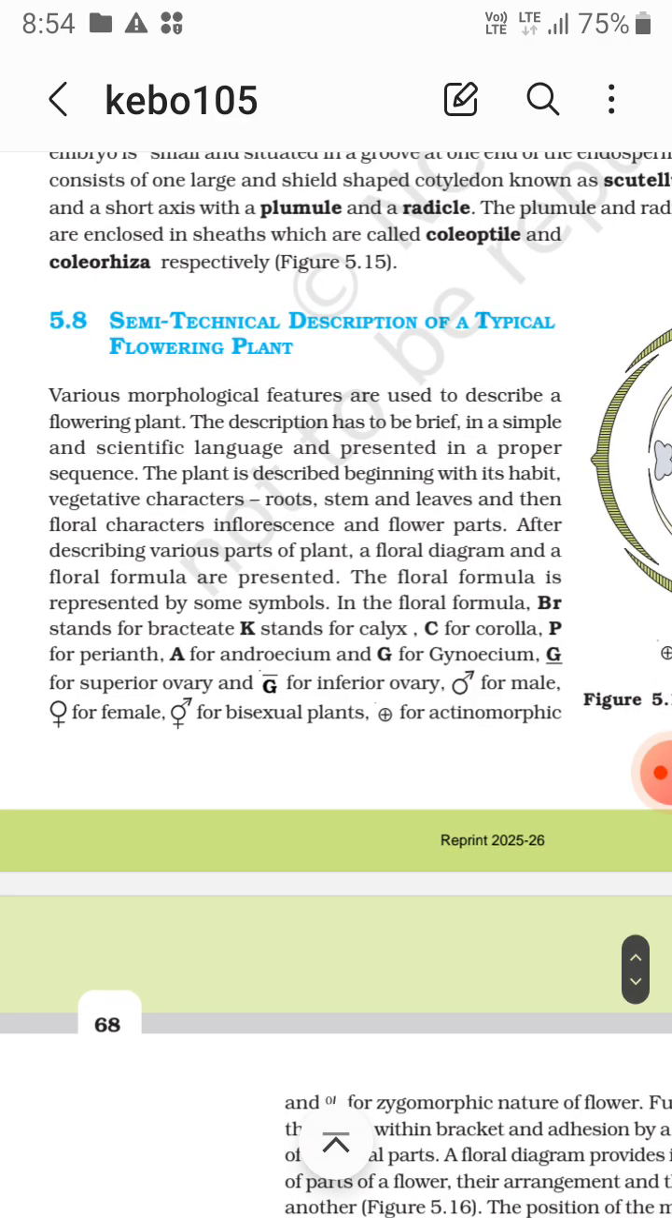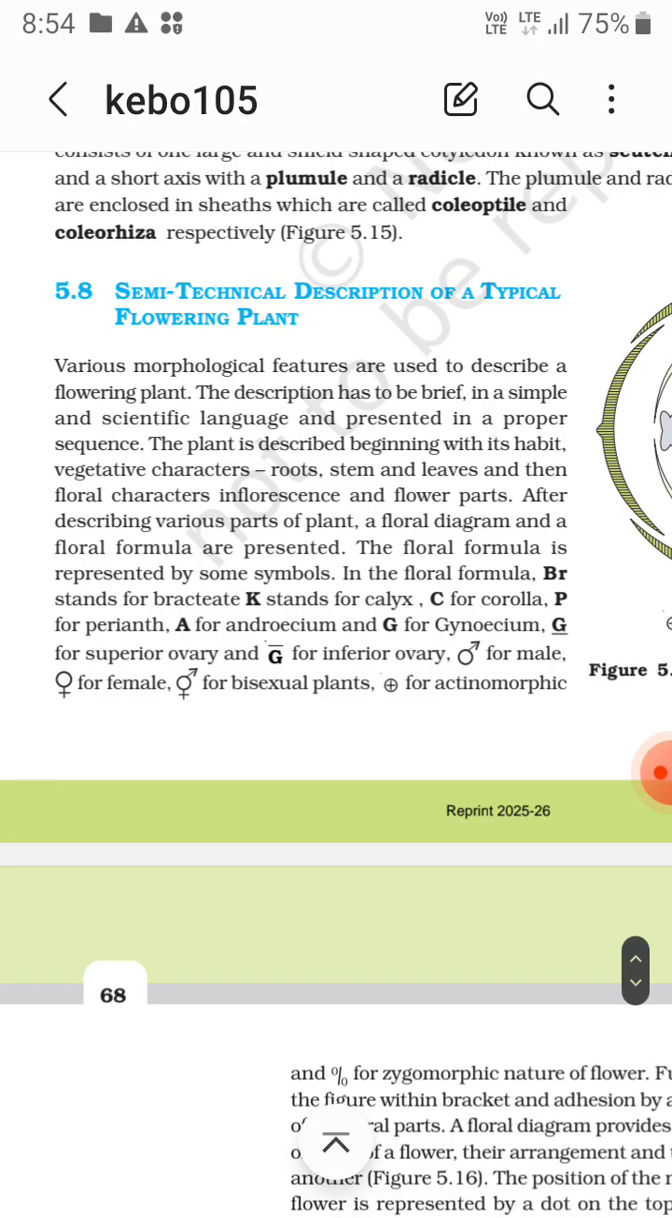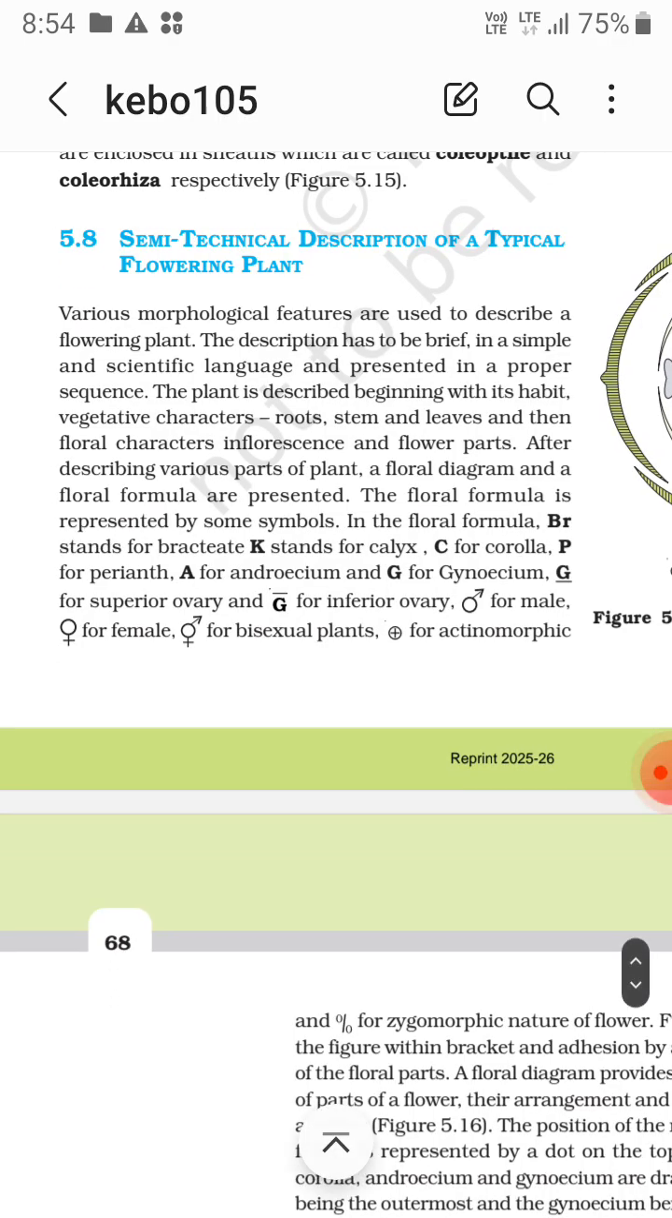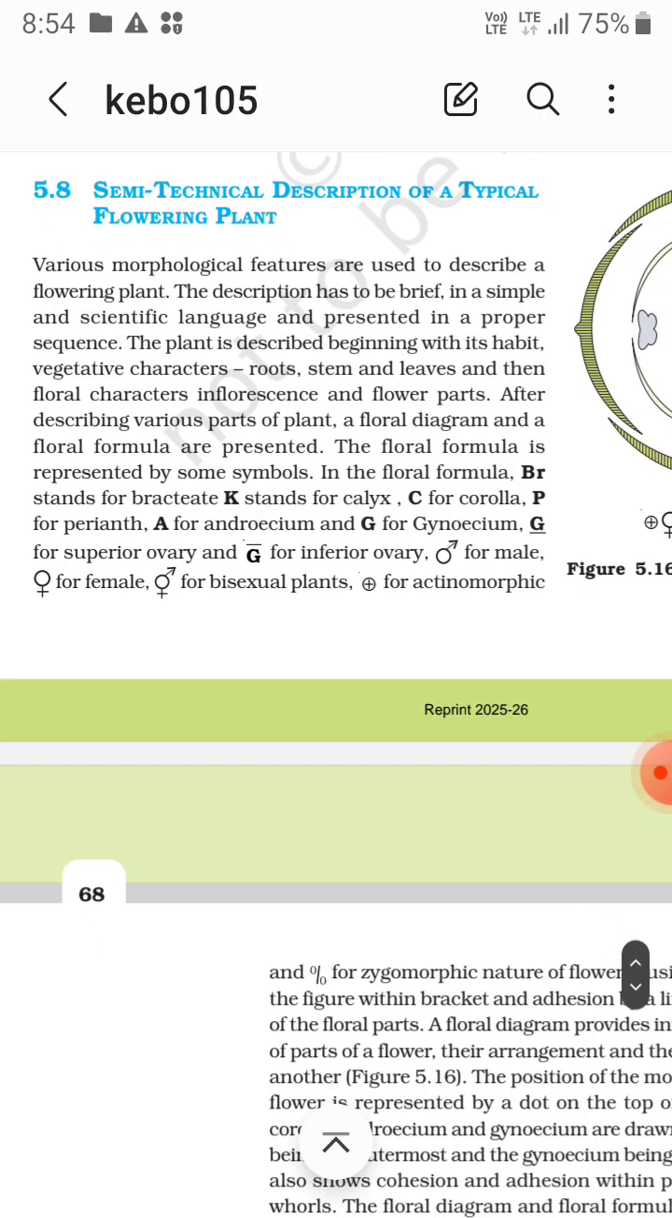In the floral formula, Br stands for bracteate. I told you that a flower has a bract, that is a reduced leaf at the base of the pedicel, that is bracteate. Very good. K stands for calyx, not C. Now capital C stands for corolla. And then P stands for perianth, A stands for androecium and G stands for gynoecium.